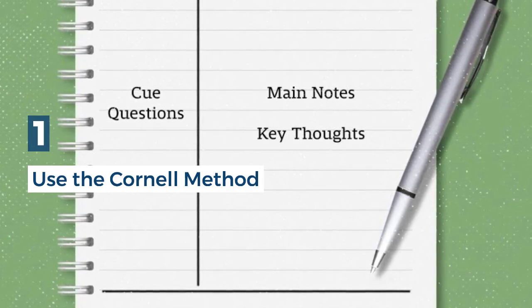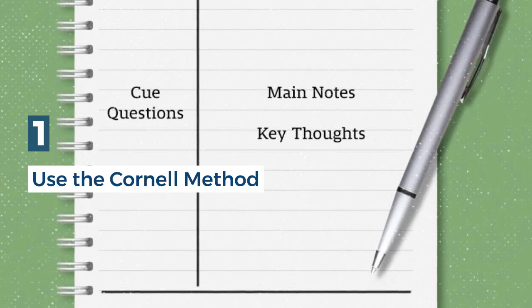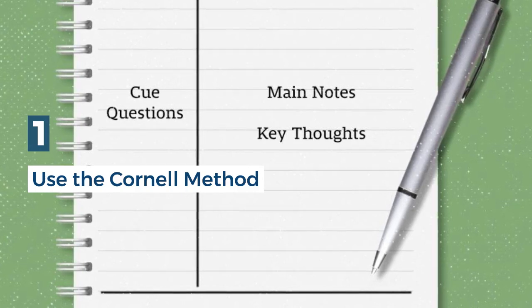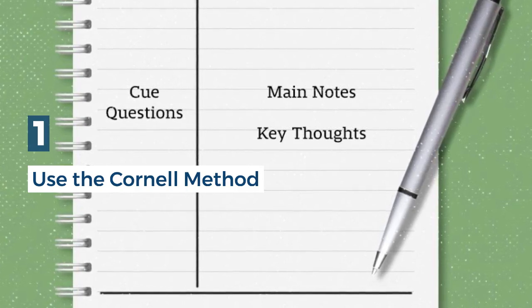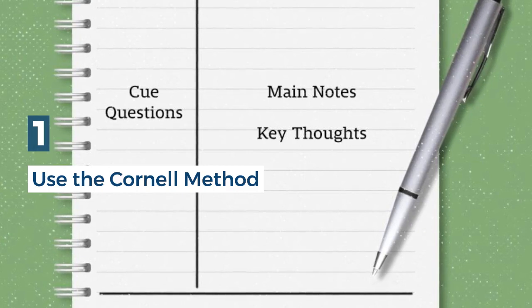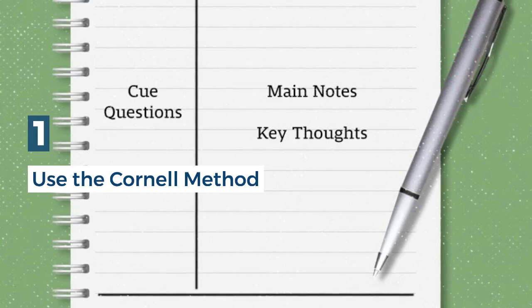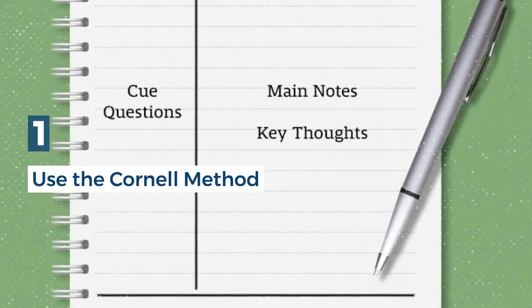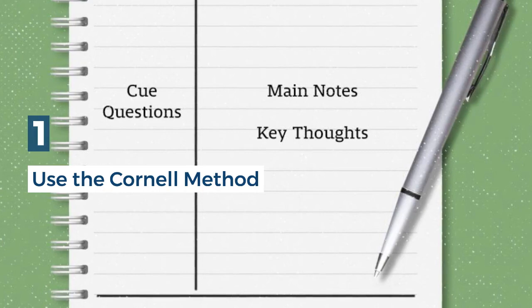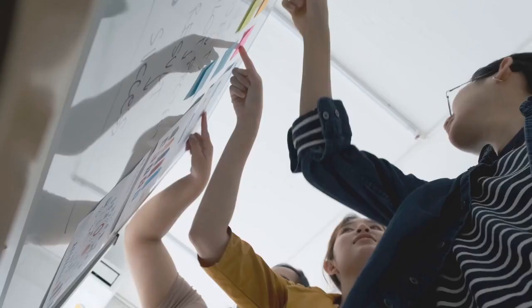Then, after class, review your notes and jot down key points in the left-hand column. This will help you to identify the most important information and understand the main ideas. Finally, use the bottom section to write a summary of the material covered in that class. This summary should be brief, but should cover all of the main points.